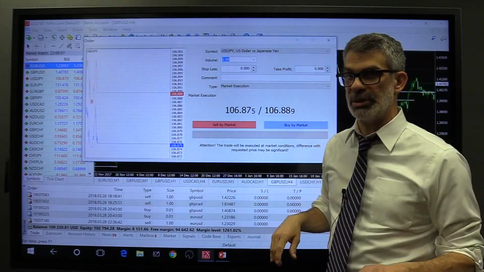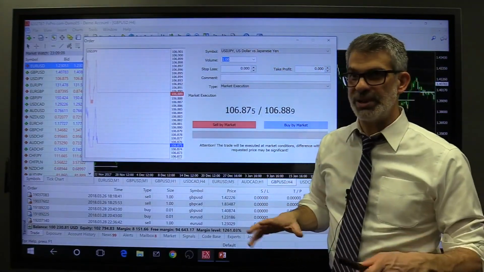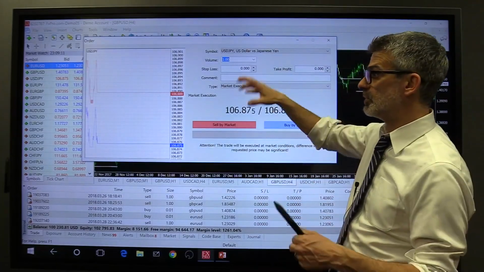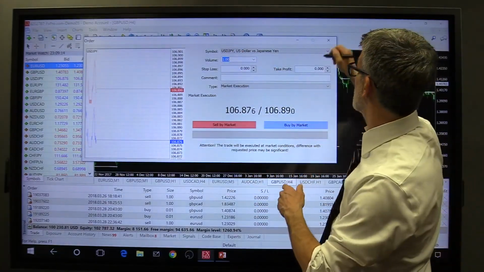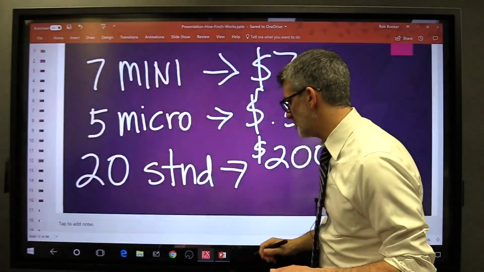Now, we're going to talk about that a little bit later on. But the best way to find out what each thing is worth is to open up your trading platform and start playing around with this and start taking a few trades.